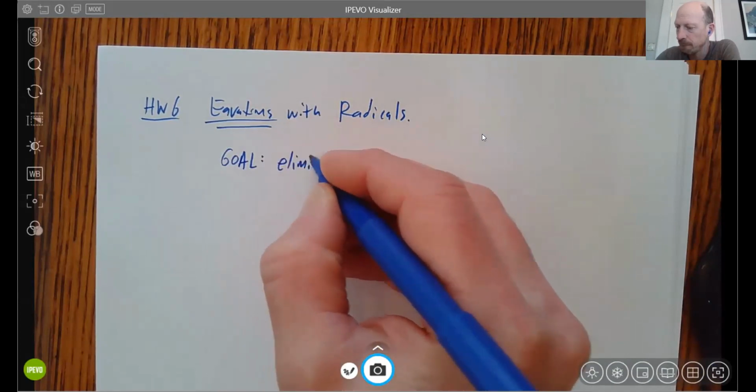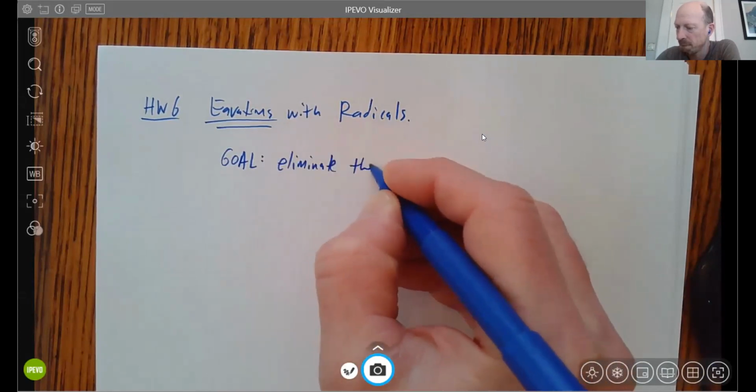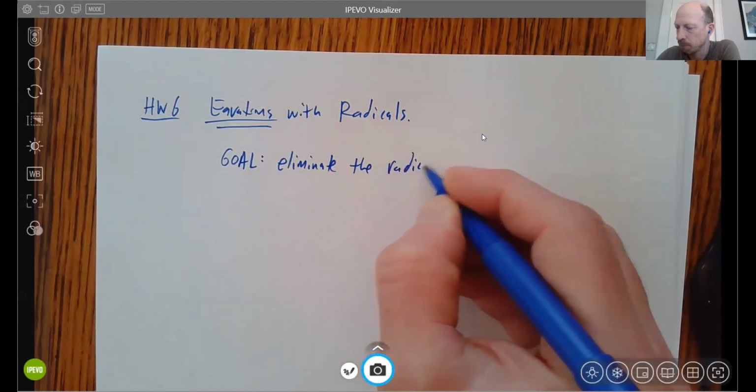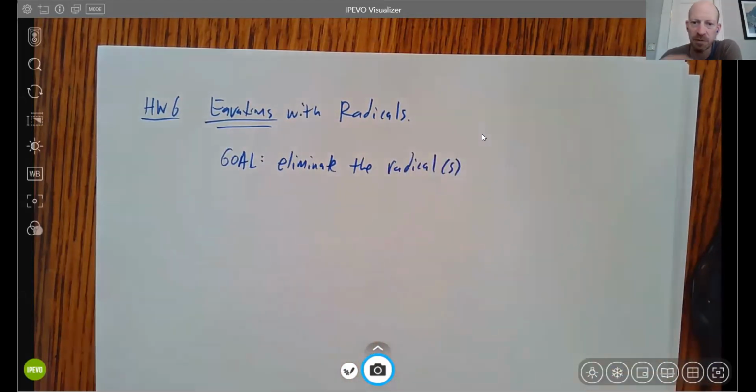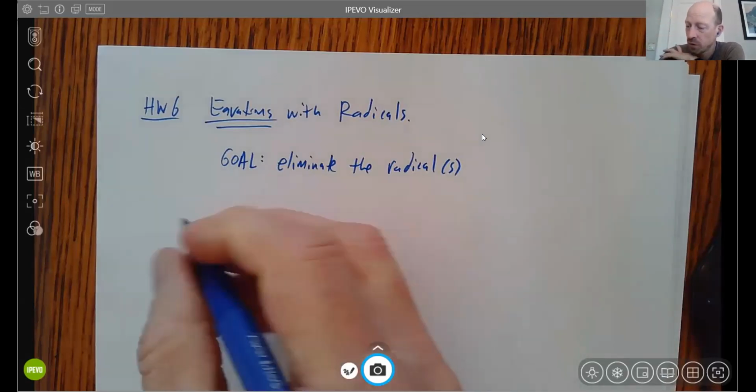is to eliminate the radical, possibly radicals. In the same way, when you have an equation that has fractions, your goal is to eliminate the fractions. And then you deal with what's left. Sometimes when you eliminate that, you get different types of equations. But you want to start by getting rid of the thing you don't want. So when you have a radical, you don't really want that radical in there.